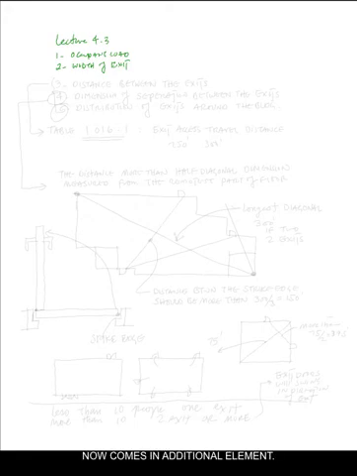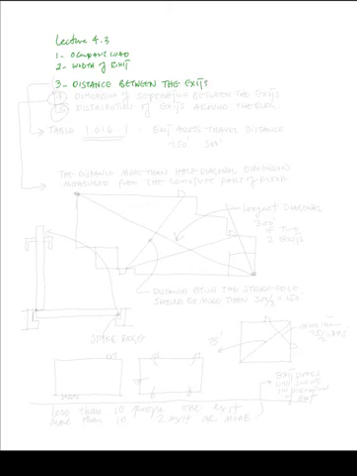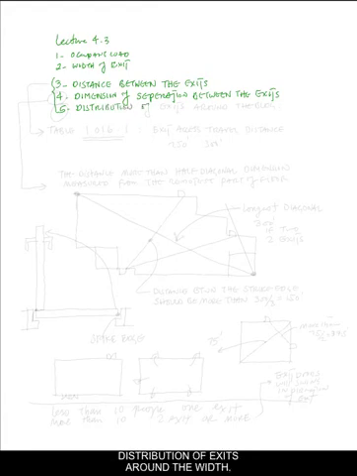Now comes in additional elements. 3, distance between the exits, 4, dimension of separation between the exits, and 5, distribution of exits around the building.